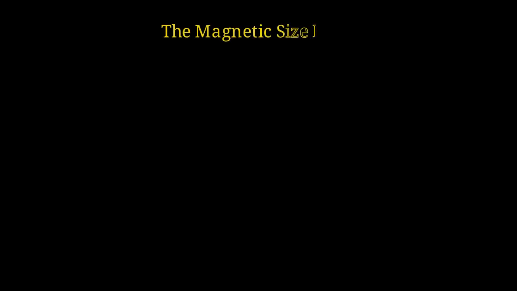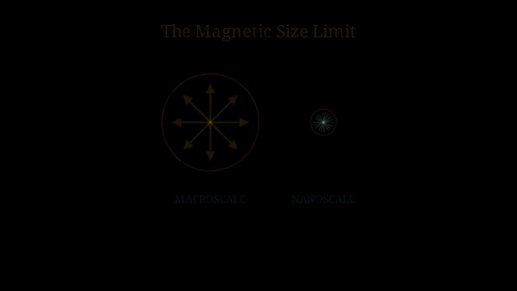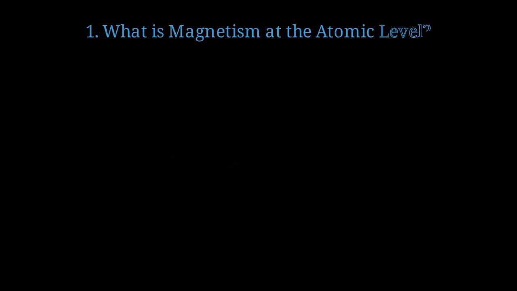Welcome to an exploration of one of the most fascinating phenomena in nanoscience, the magnetic size limit. As we shrink magnetic materials down to the nanoscale, something remarkable happens. Their magnetism fundamentally changes. Before we understand what happens at the nanoscale, let's review magnetism at the atomic level.